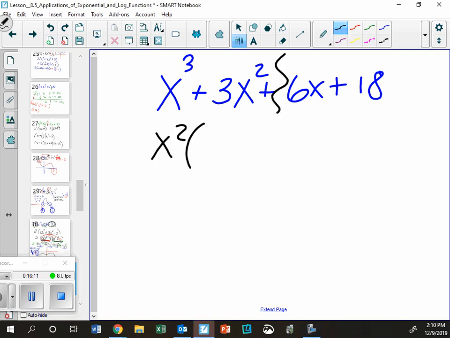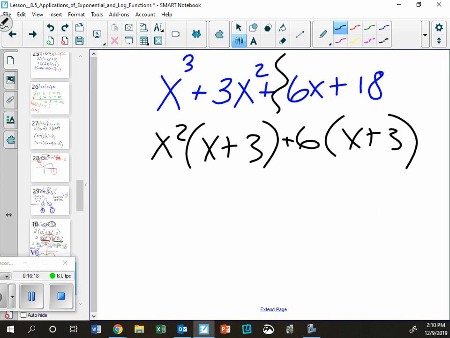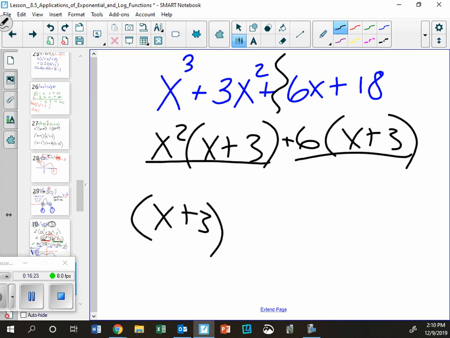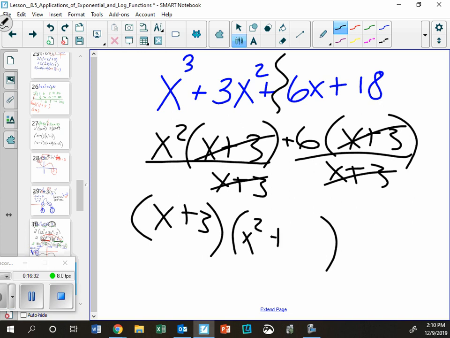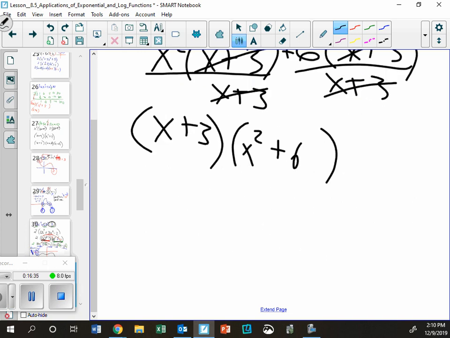Did you notice that x squared came out? X plus 3. Did you notice that 6 came out? X plus 3. And then if I factor out the x plus 3, what's technically happening is both parts are getting divided by x plus 3. And then what's left? Could I stop there? You could stop there. But would it be smarter to go on? Yes. So you could go on and make it these imaginary roots.